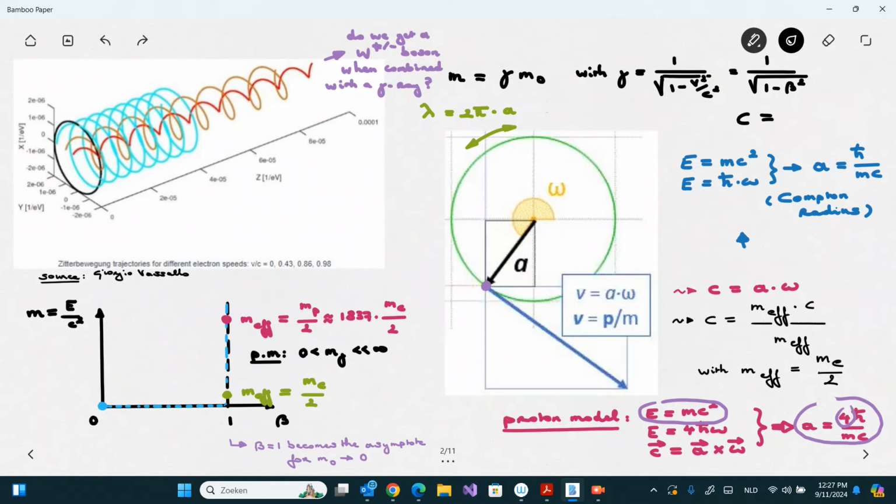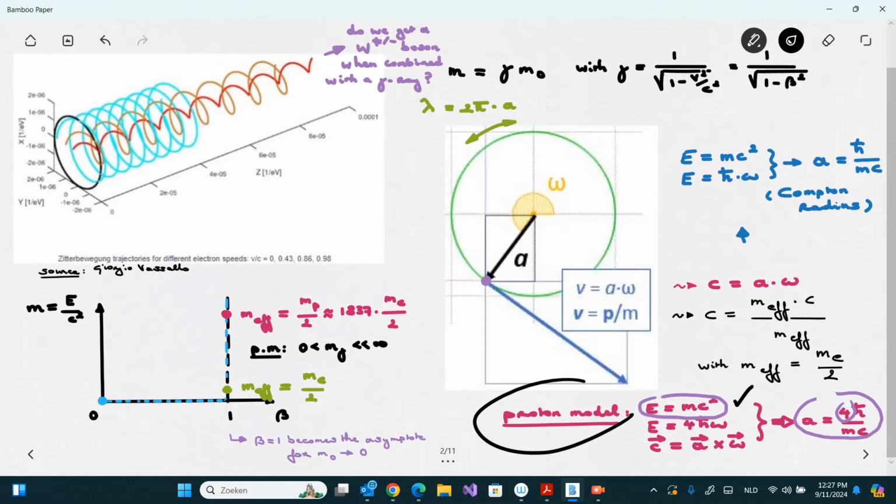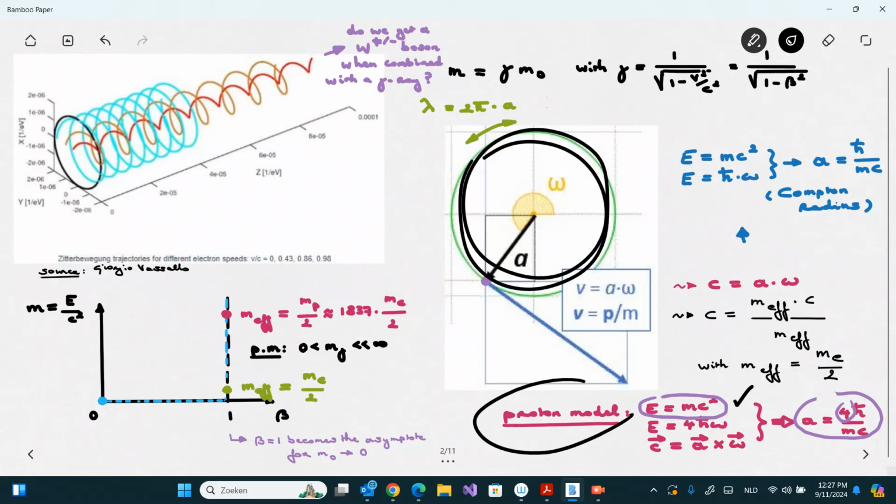Let me clean up my sheet. Yeah, there we are. For a proton, I should have written it out a little bit bigger. We have indeed Einstein's mass energy equation. As you can see, for an electron, we think of a two-dimensional oscillation in a plane.